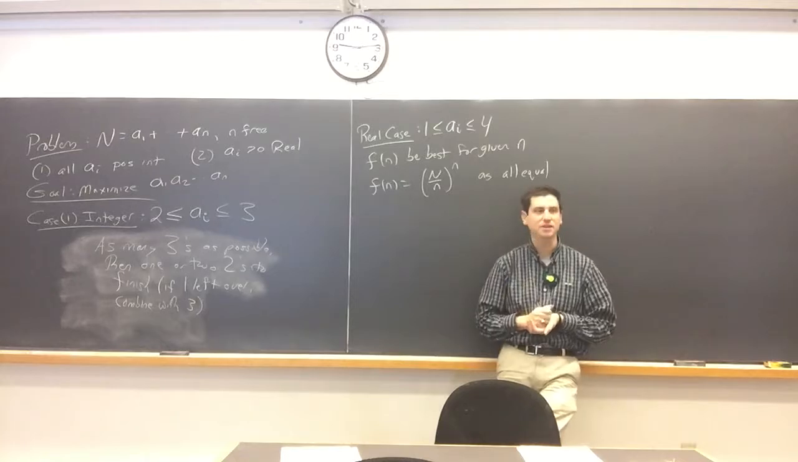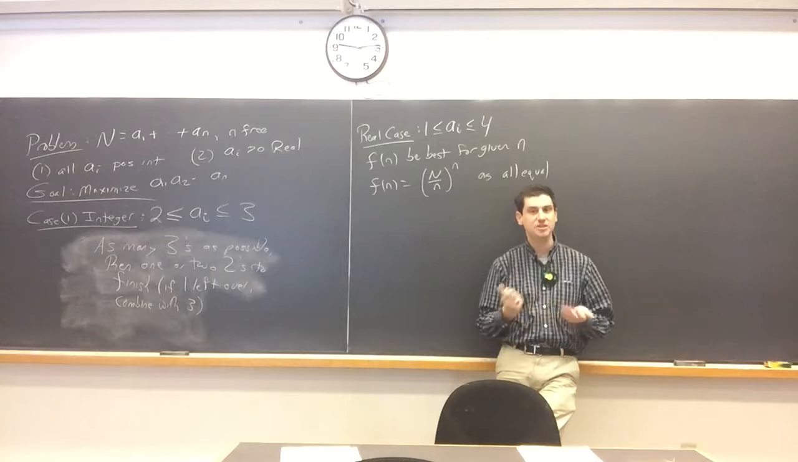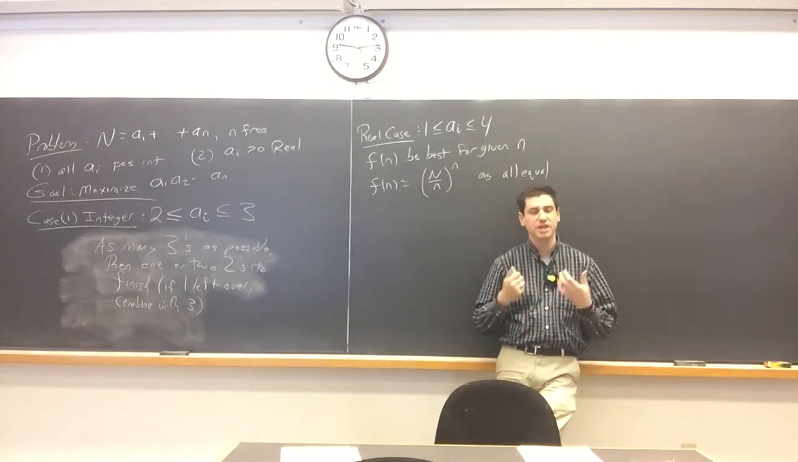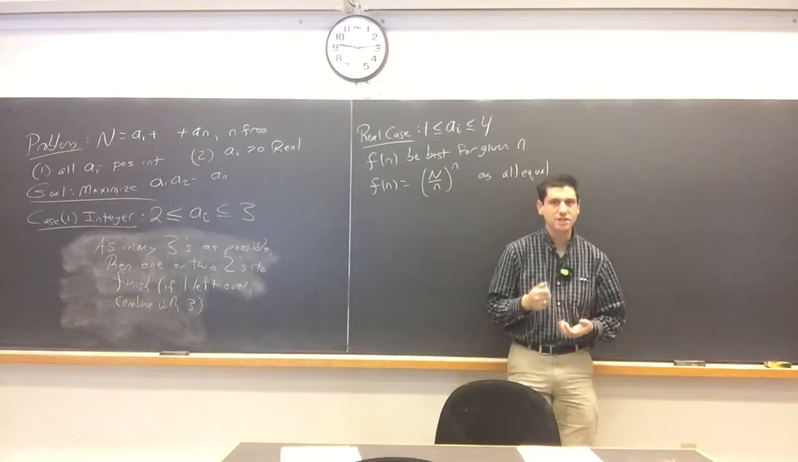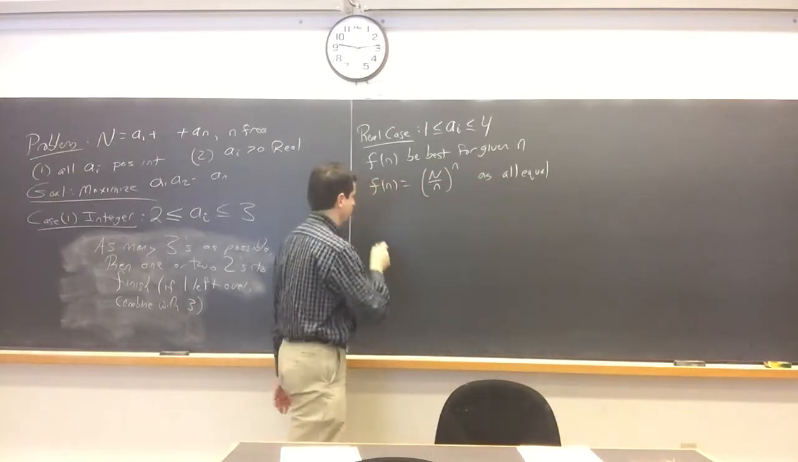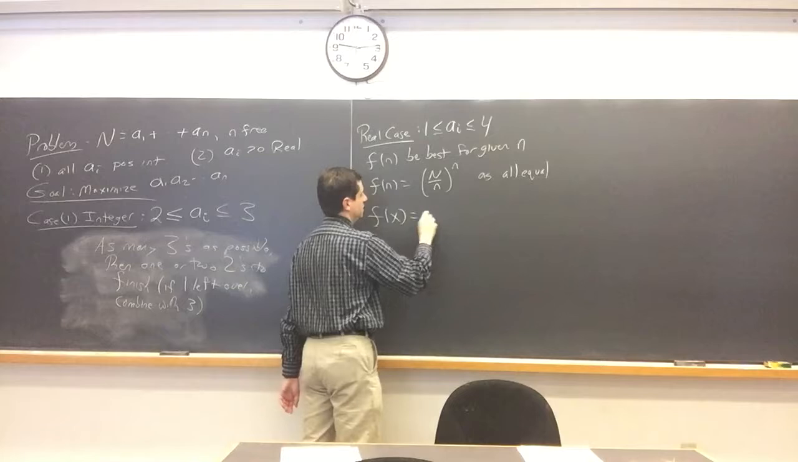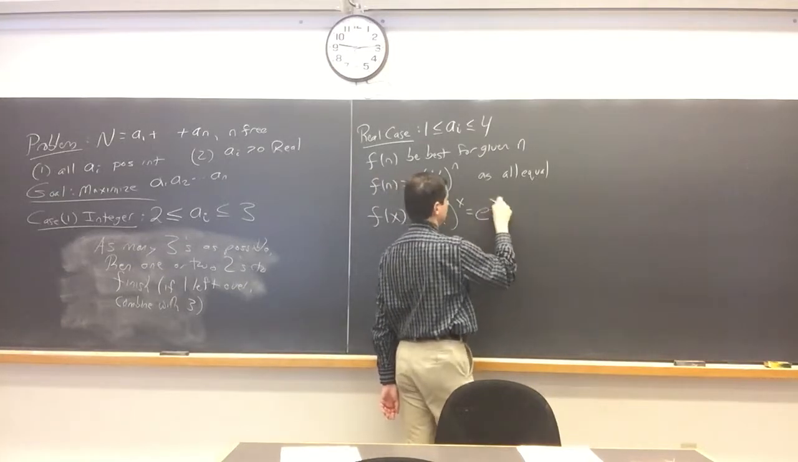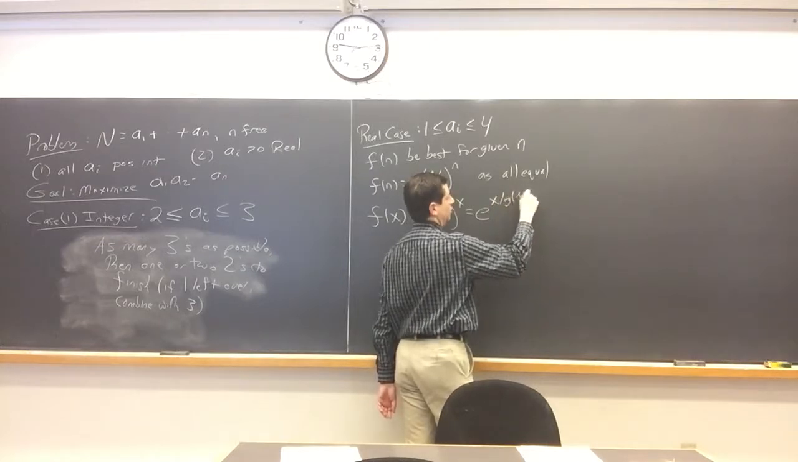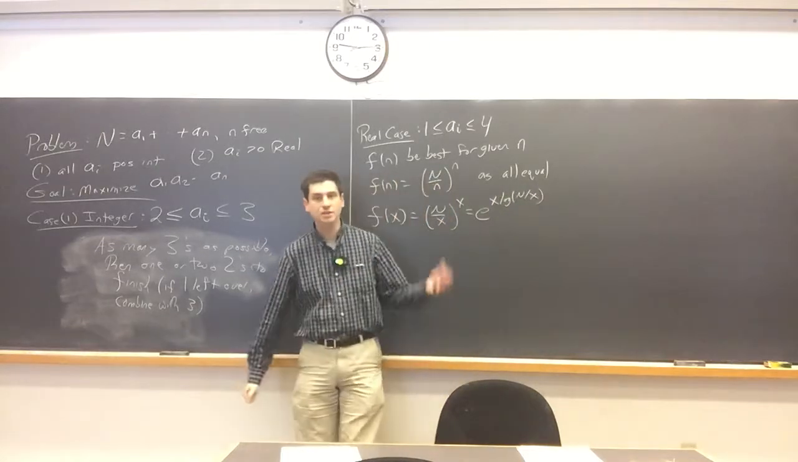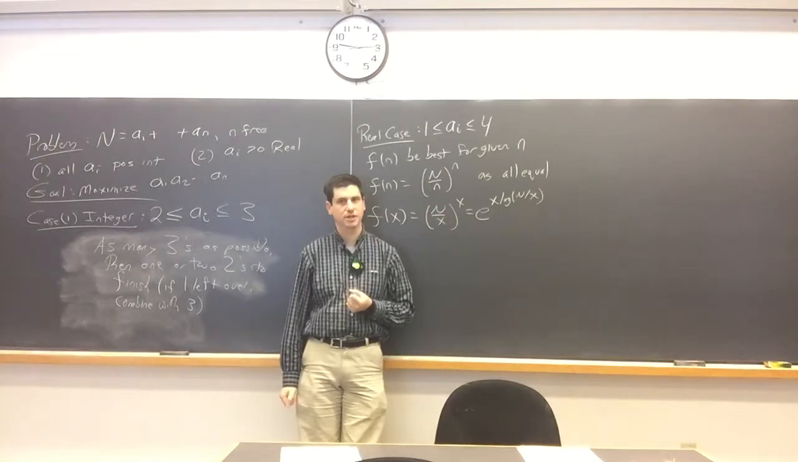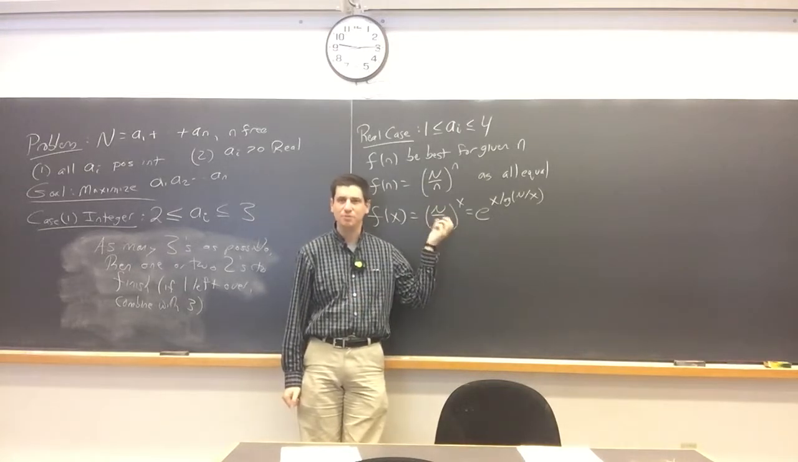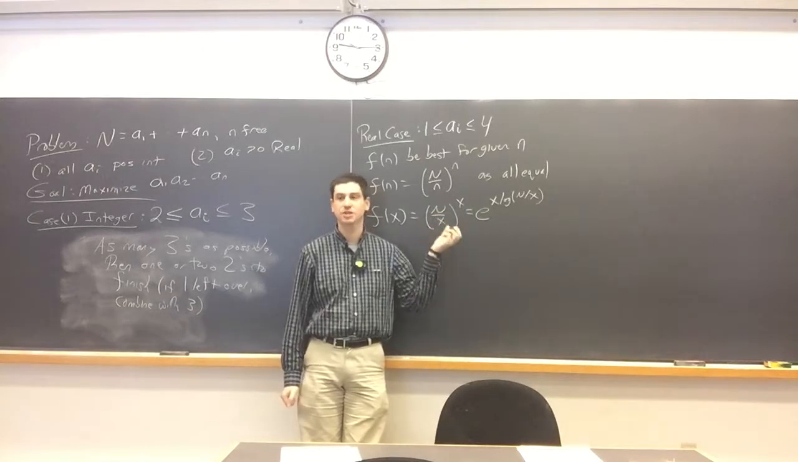Why could this function be a pain to optimize? Its inputs are integers. So instead, let's look at the closely related function F of x equals (n over x) to the x, which you could write as e to the x log of n over x. And let's optimize this function. Now, almost surely the real max of this is not going to be the integer max. But maybe we can pass from the real to the integer.